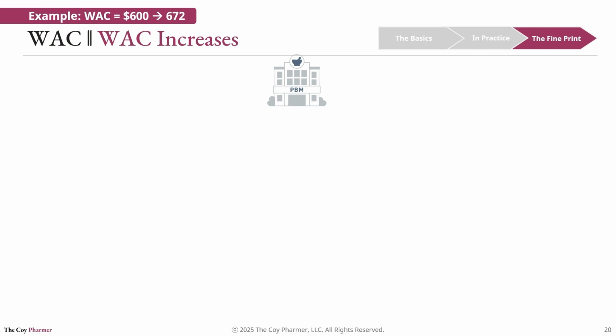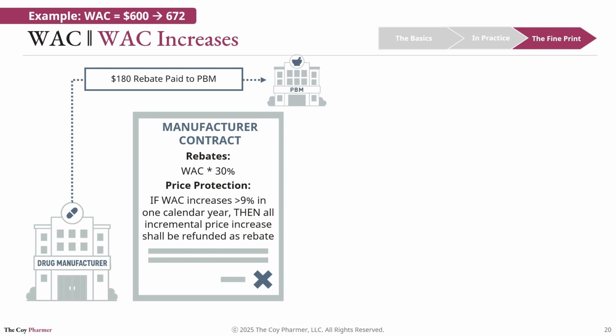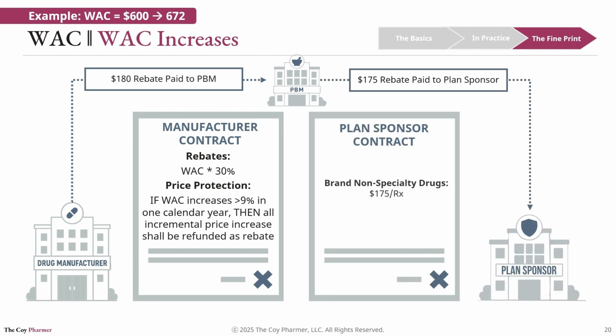So in the base case, the manufacturer in this example would owe the PBM $180 rebate, which is WAC $600 times 30% equals the $180 paid to the PBM. There are several different structures that plan sponsors and PBMs contract with one another to be able to determine what rebate is payable. Some of these structures include a complete pass-through of rebates. Some of them include retaining a percentage of rebates. Some of them may include the PBM paying the plan sponsor a flat per brand rebate amount and making that the total payable. In this example, for ease of use, we'll be using the flat payable amount.